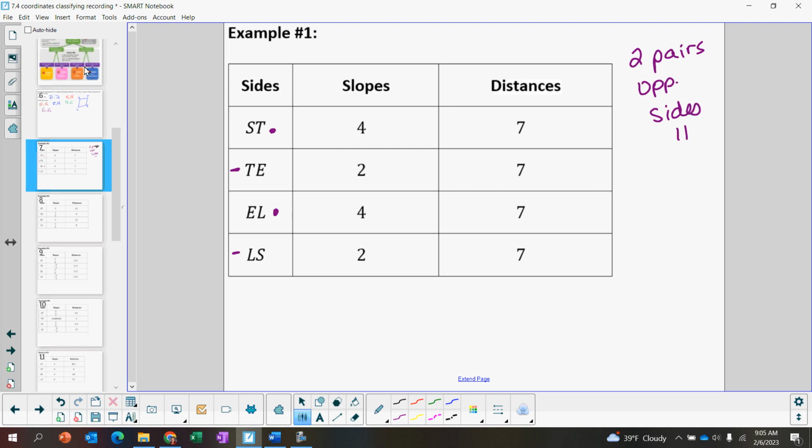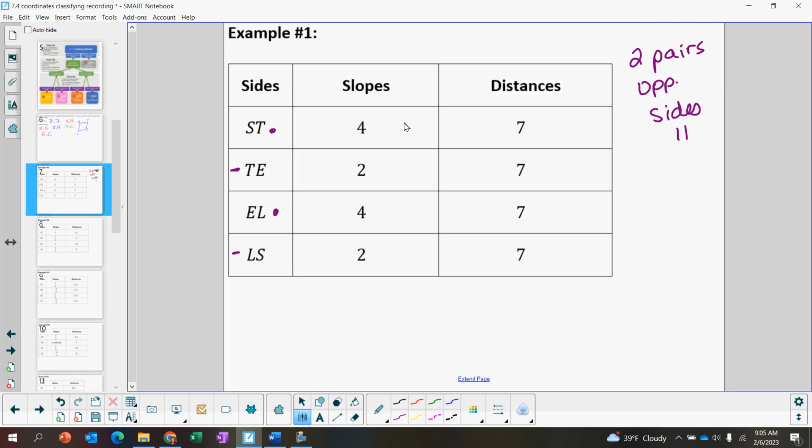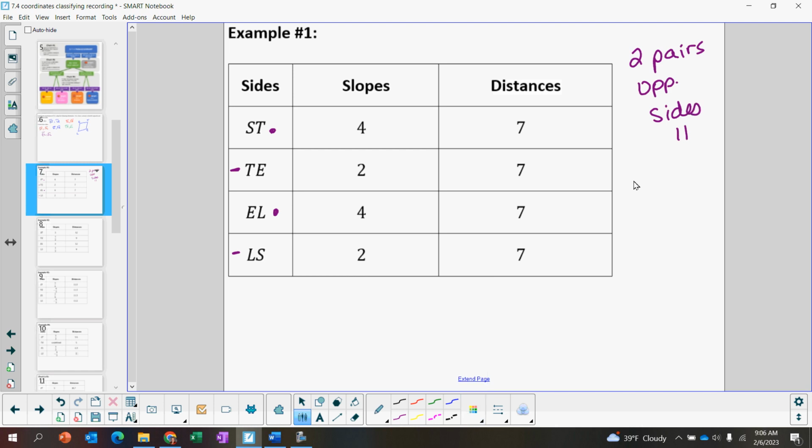All right, so going back to our table, is it a parallelogram? Yes, the opposite sides are parallel. So the next thing we're going to check, are there right angles? Let's check the consecutive, one after the other, slopes. So 4 and 2, or 2 and 4, are those opposite sign reciprocals? And the answer to that one is no. Since they're not opposite sign reciprocals, it means not perpendicular.